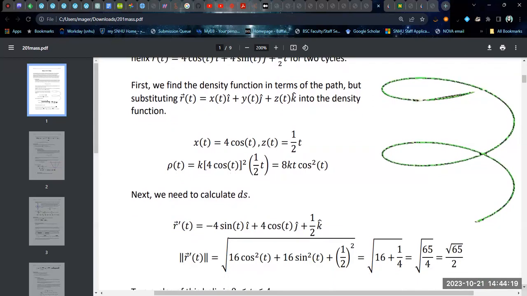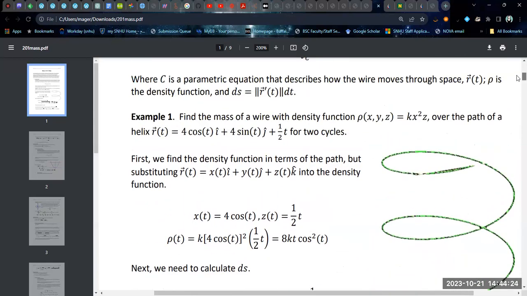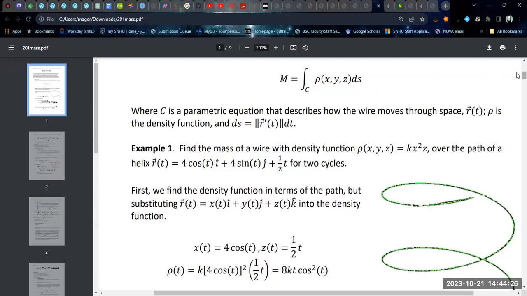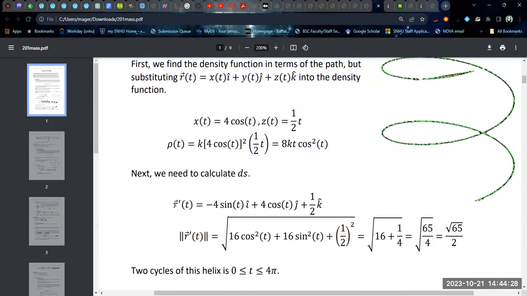Now ds, the arc length, we are going to calculate by finding the derivative of our path, taking the derivative term by term, and then finding the magnitude of that path. And for a helix, and this is part of the reason why the helix was chosen for this example, the length of a helix eventually reduces down to a constant.